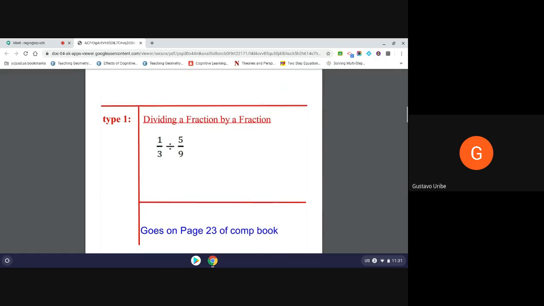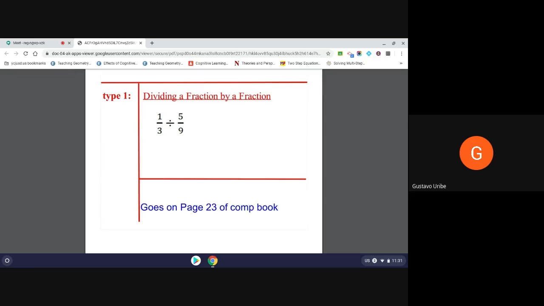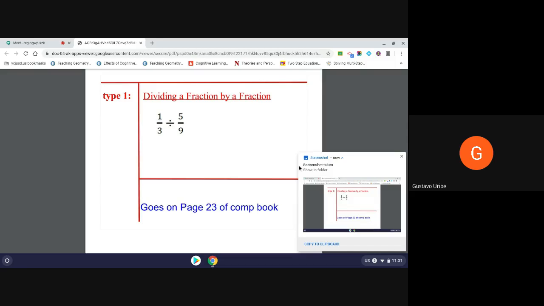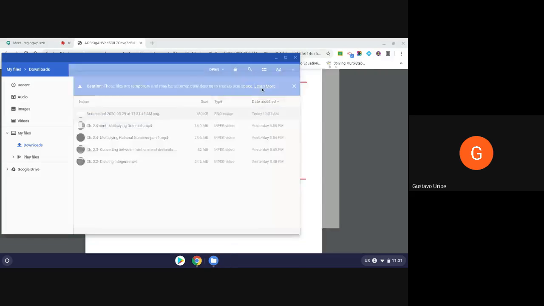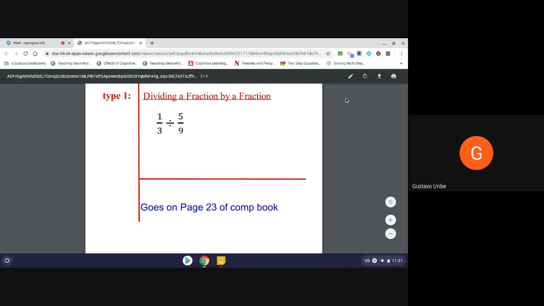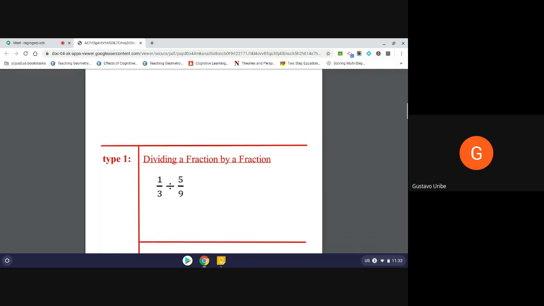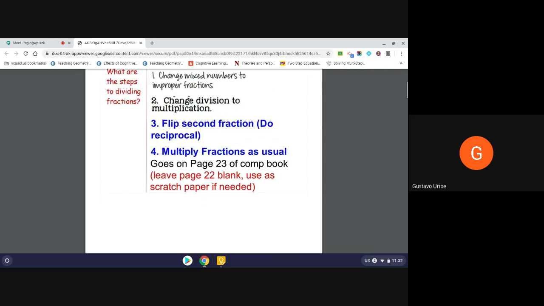So here's an example of the first type of fractions that we are going to see. So we are first going to divide a fraction by a fraction. So I have 1/3 divided by 5/9. So my first step, there are no mixed numbers here, so we're going to go ahead and skip that. Next, we are going to change the division to multiplication.